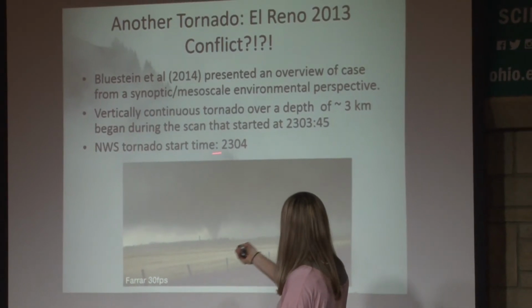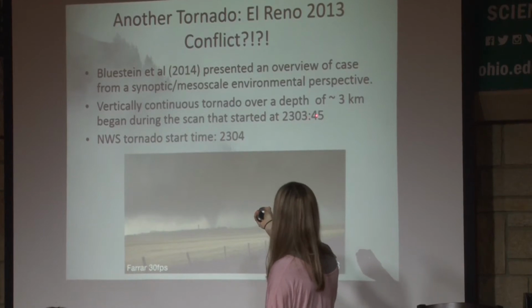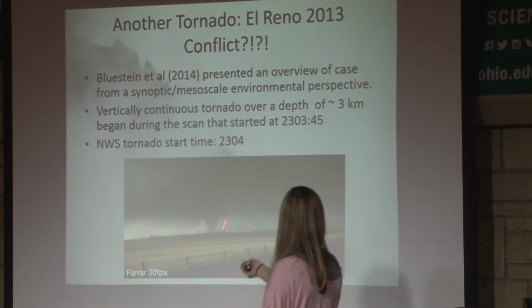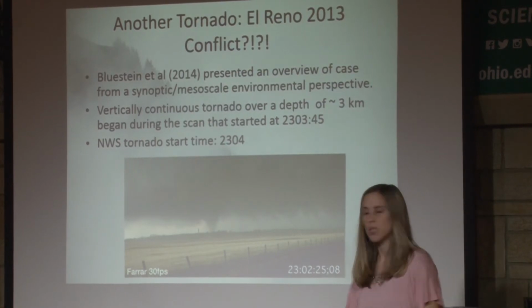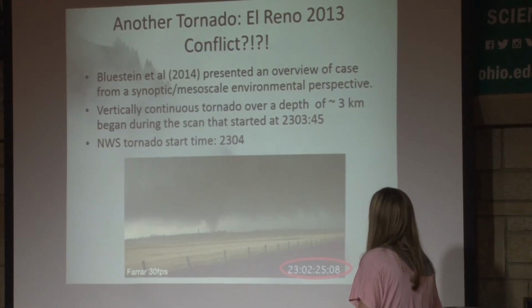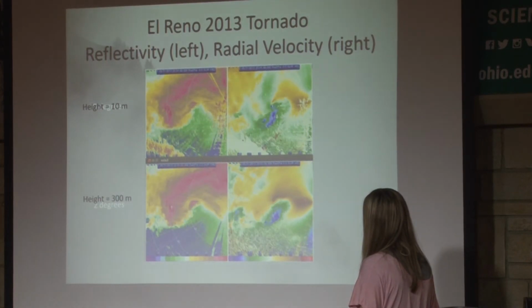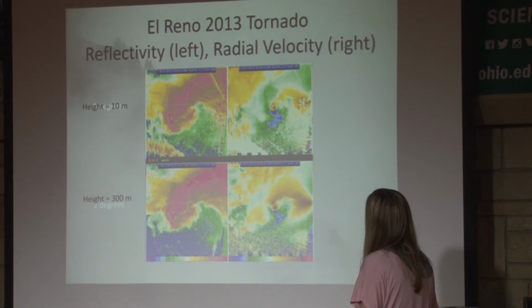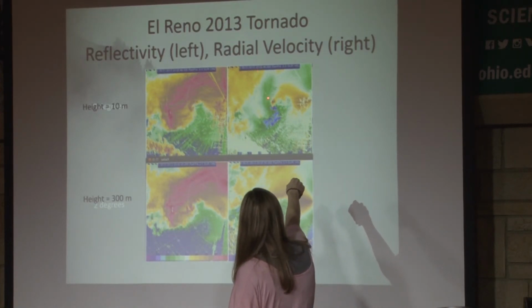The NWS start time for the tornado, as well as the radar-indicated vertical coherent vortex, was 2304. This funnel cloud was 1.5 minutes prior to that time. So what exactly is going on here? Well, with this tornado, I'm going to skip through these animations and talk about one. This one right here is roughly the time of that image.